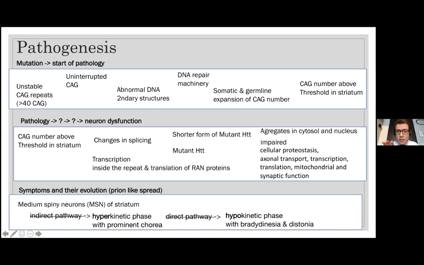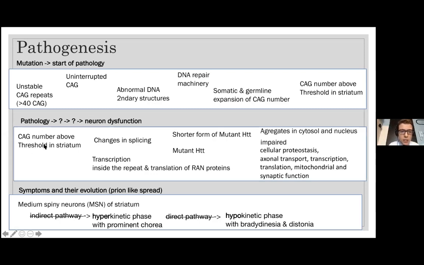So when this type of machinery contacts with the CAG repeats, it leads to expansion of the repeats within the cells of, for instance, the striatum. And the number of repeats keeps on growing. And so when the number of repeats goes above a certain threshold, we have the start of pathology. So there are genetic modifiers in the DNA repair machinery that lead to an earlier or later age of onset. Okay, but that's how the pathology starts. How does it then translate to neuron dysfunction?